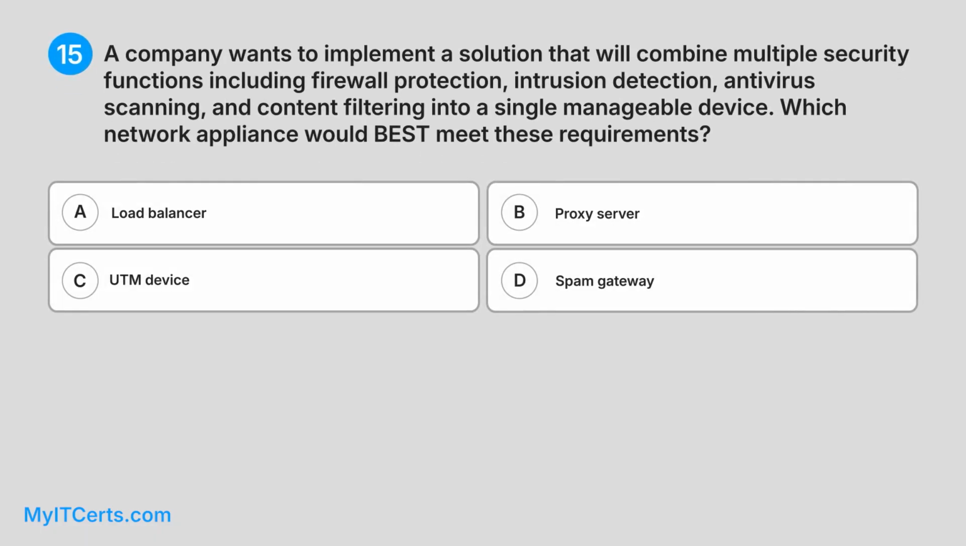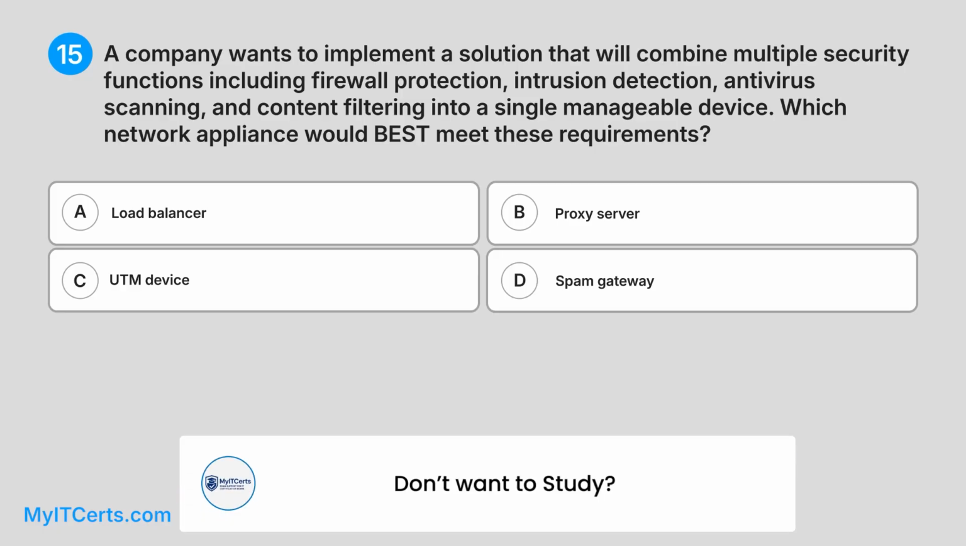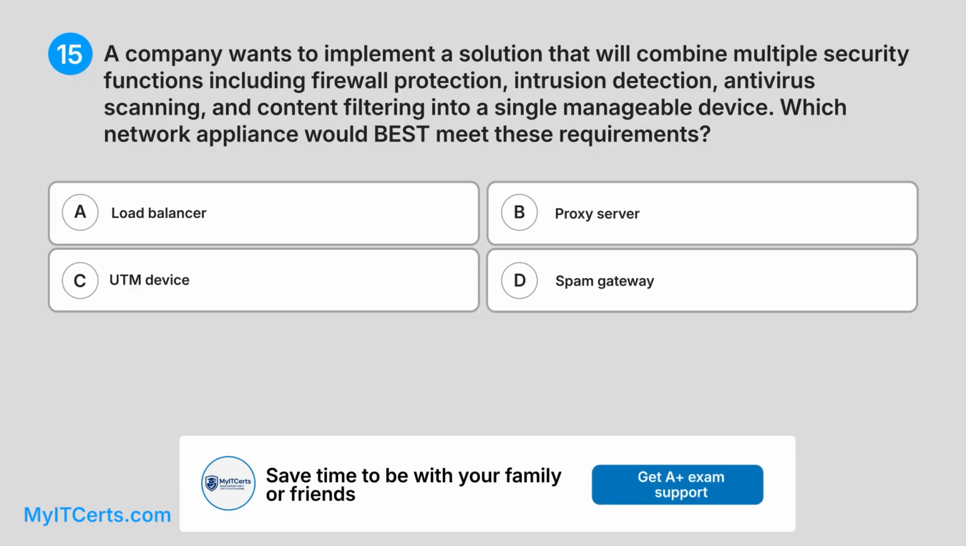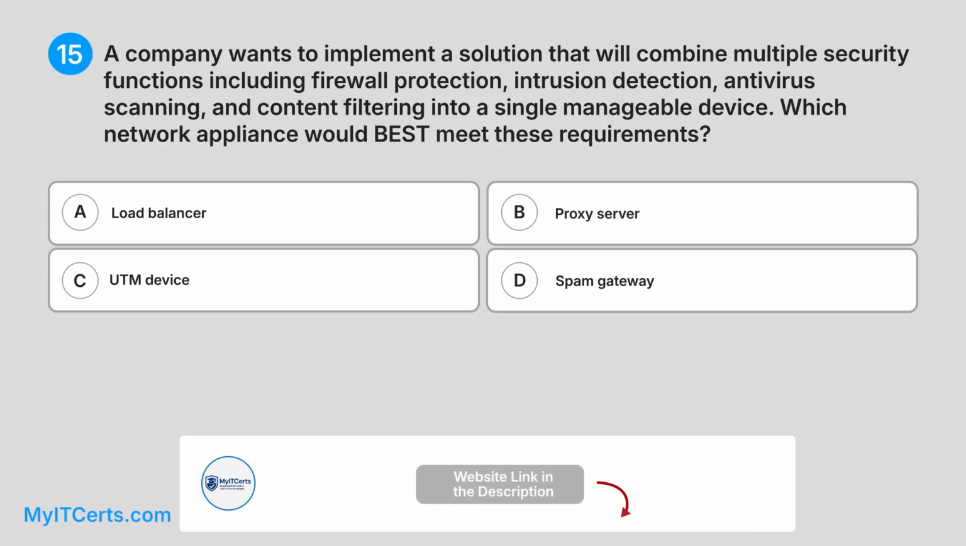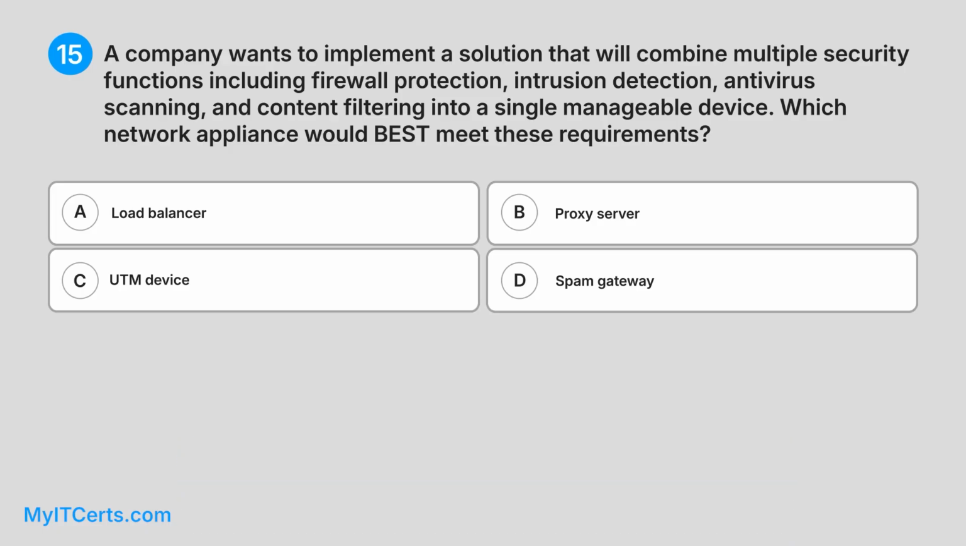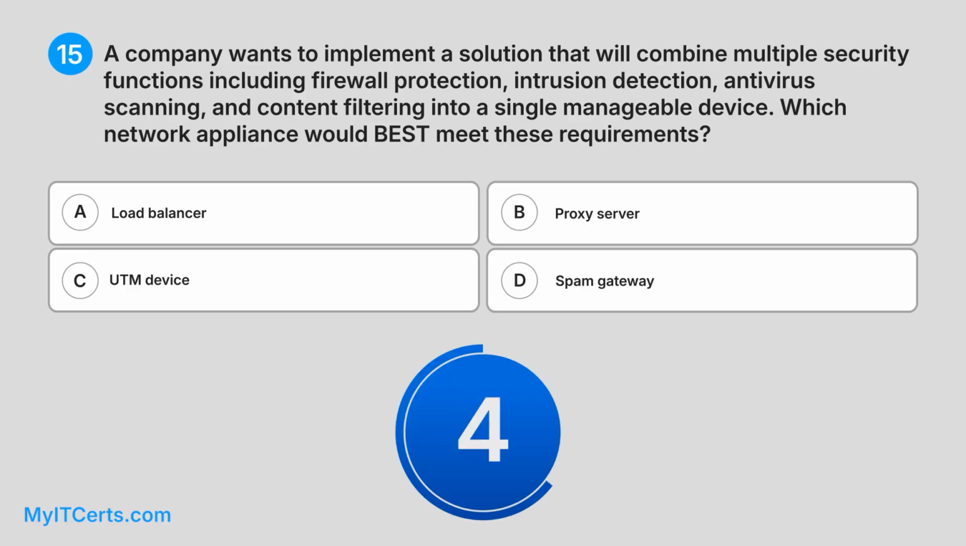15. A company wants to implement a solution that will combine multiple security functions, including firewall protection, intrusion detection, antivirus scanning, and content filtering into a single manageable device. Which network appliance would best meet these requirements? A. Load balancer. B. Proxy server. C. UTM device. D. Spam gateway. What do you think is the answer?